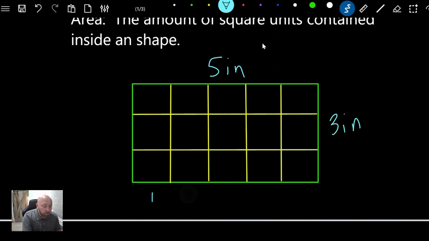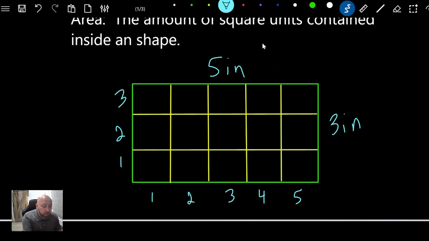In other words, every one of these boxes would be 1 inch. So there's 1 inch, 2 inches, 3 inches, 4 inches, and 5 inches. Going up, you would have 1 inch, 2 inches, and 3 inches. So every one of those boxes is an inch. That's just what we're saying. That's not necessarily true. You could measure that and you would come up with something different. But for this example, we're saying that each box is 1 inch.